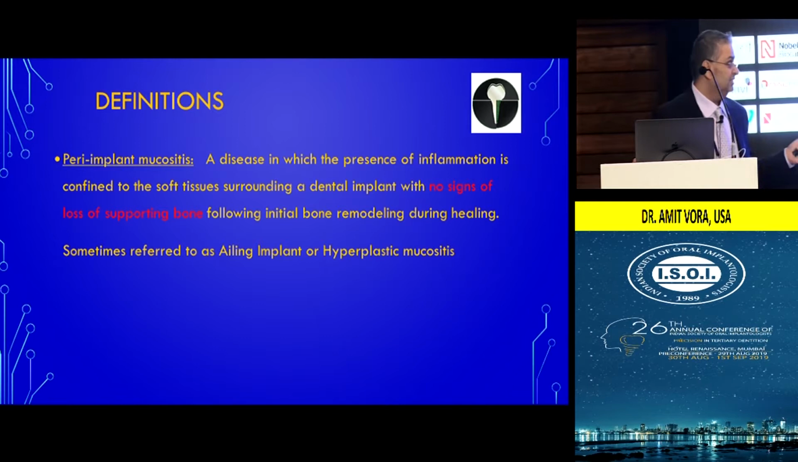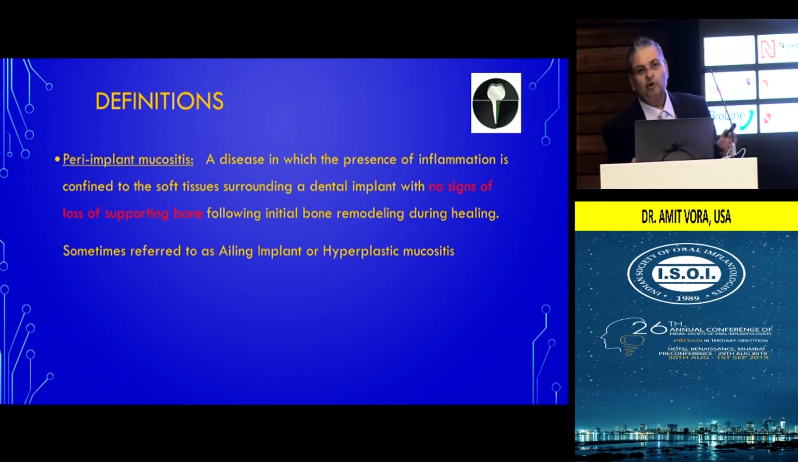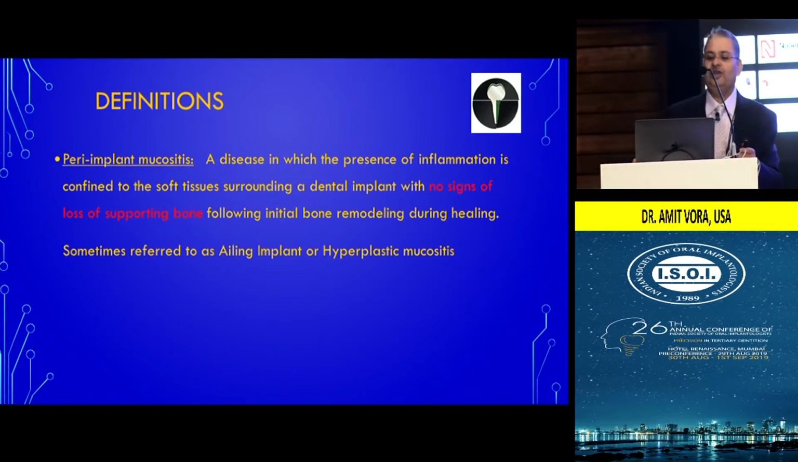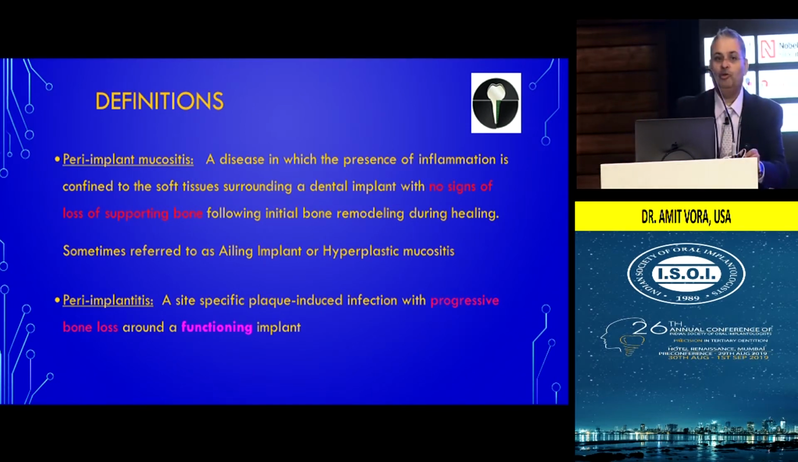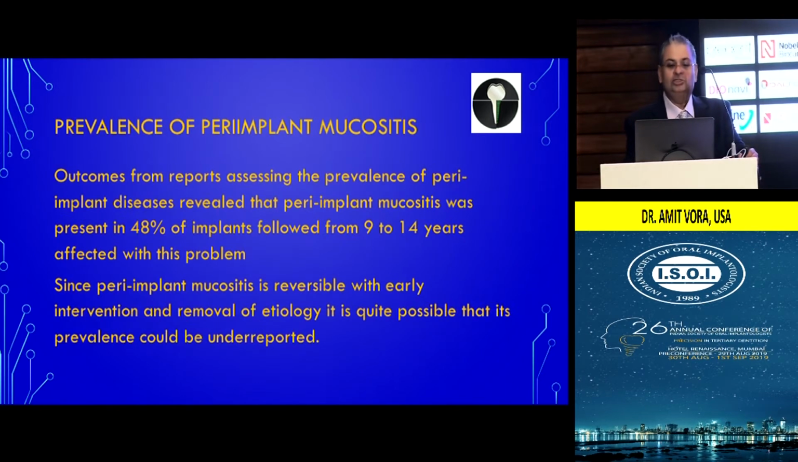And that's a key point. The only loss of bone you might see is the initial remodeling during healing. Sometimes it has been referred to in the literature as an ailing implant or even hyperplastic mucositis. Peri-implantitis, on the other hand, is a site-specific plaque-induced infection with progressive bone loss, but the implant is functioning. So that's the key difference.